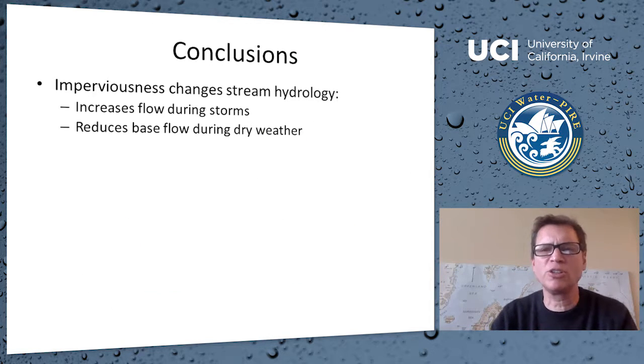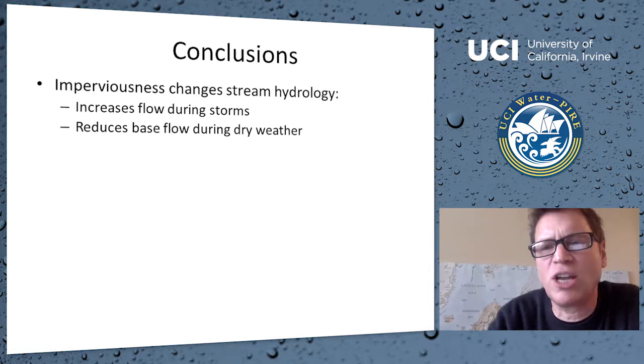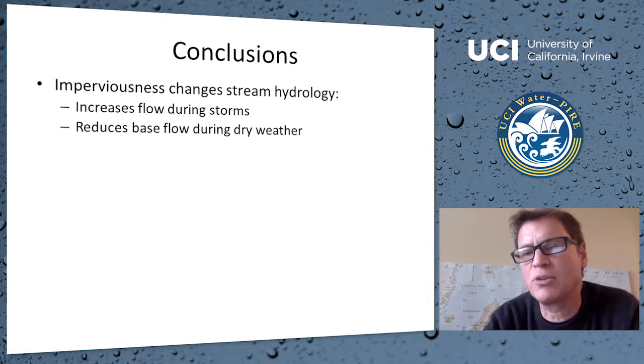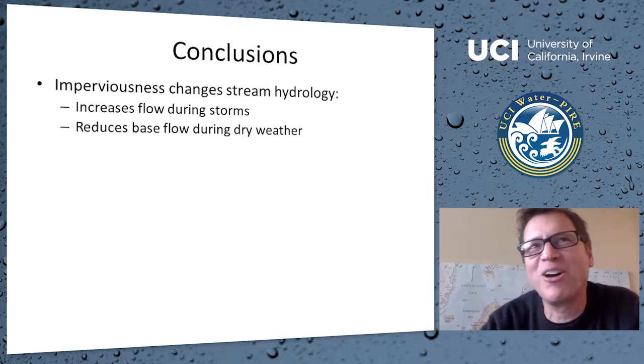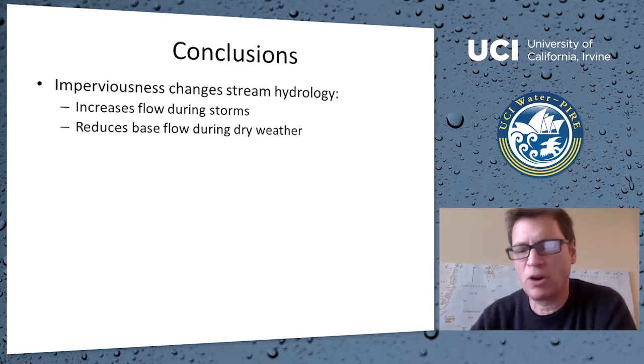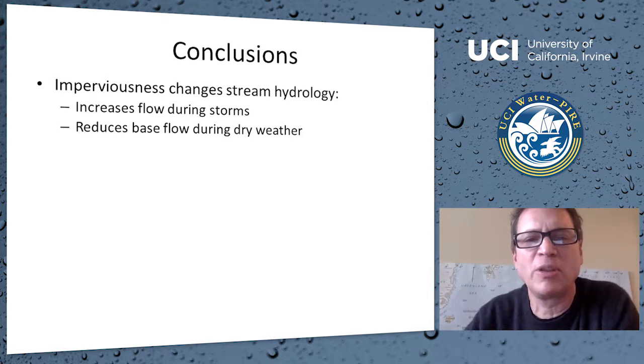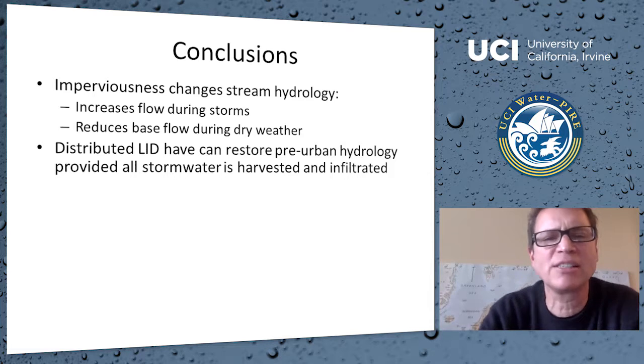So here are my conclusions. Imperviousness changes stream hydrology by increasing flow during storms and reducing base flow during dry weather. The exception being Los Angeles, where we've imported so much water that we actually have more base flow in the summer than we used to. Next slide.